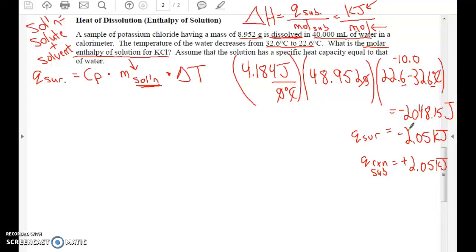Now the next thing we have to do, and I'm going to label this as all part 1. The next thing we have to do is figure out the moles. We just figured out the kilojoules. We have to figure out the moles now. So the moles is like what we've always done, doing a molar conversion.